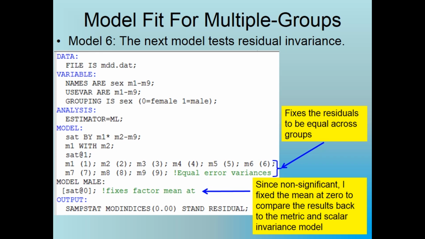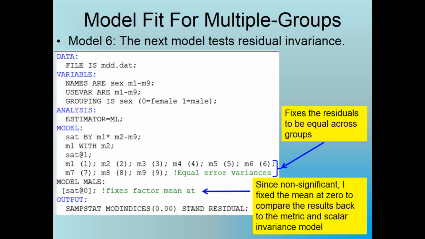As you can see here, our change in chi-square with 9 degrees of freedom is equal to 9.385, and that change in chi-square is non-significant. What that basically means is your error variances are equal across the groups. Remember, you have 9 degrees of freedom for each of the 9 error variances you fix to be equal.